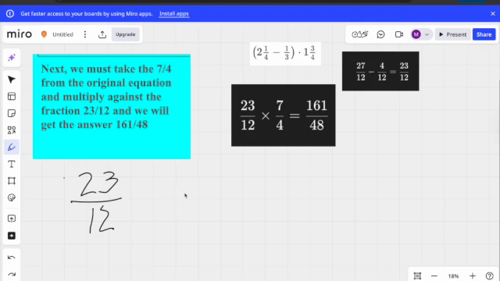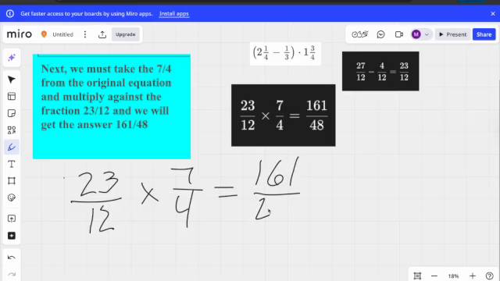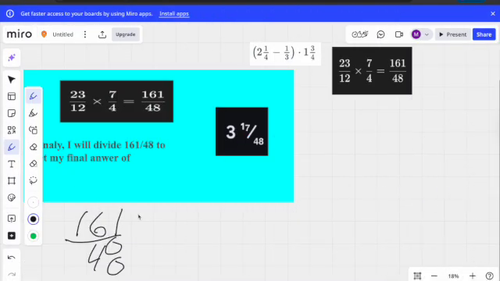Now that we have our new improper fraction of 23 over 12, we need to bring back the 7 over 4 from the original problem and multiply that against our 23 over 12, giving us 161 over 48. Now that I have the improper fraction of 161 over 48, I need to go ahead and divide that so that I can turn this improper fraction into an actual mixed number.